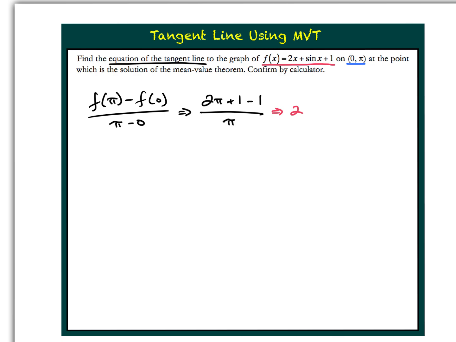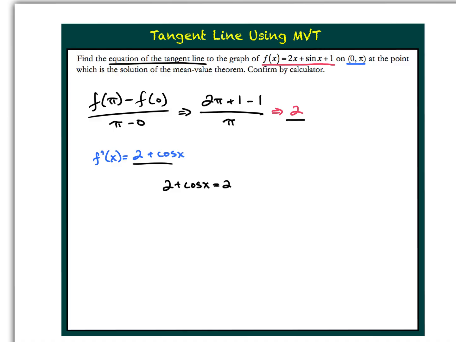Take a derivative. So how do I notate taking a derivative? F prime. Very nice. And so what's my derivative of 2x? 2. What's my derivative of sine? Cosine x. And then what's my derivative of 1? 0. So now I have calculus slope. So now what do I do with these two things? I set them equal.